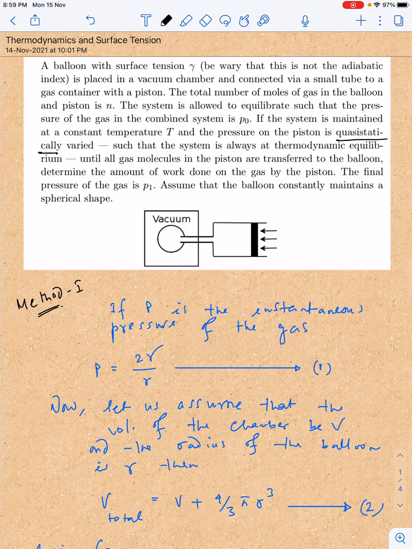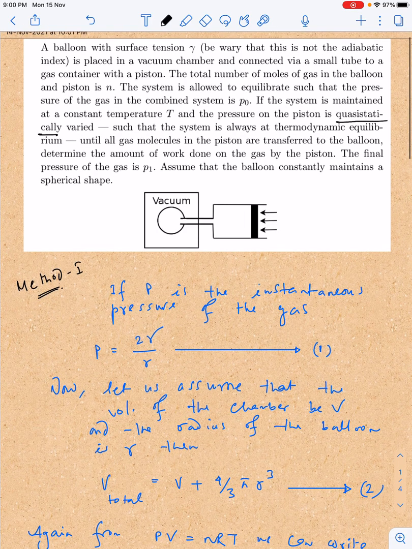Anyway, it appears to be a tongue twister. So that the system is always in thermodynamic equilibrium until all the gas molecules in the piston are transferred to the balloon. Determine the amount of work done on the gas by the piston. The final pressure of the gas is P1. Assume that the balloon constantly maintains a spherical shape. Okay, done. So it will also have two methods.